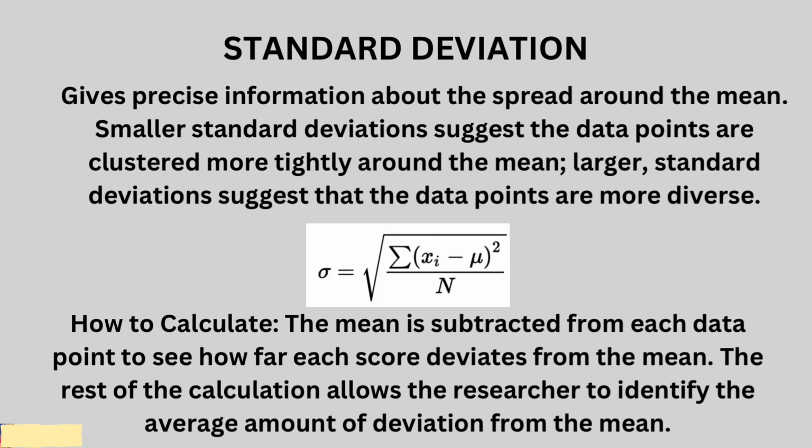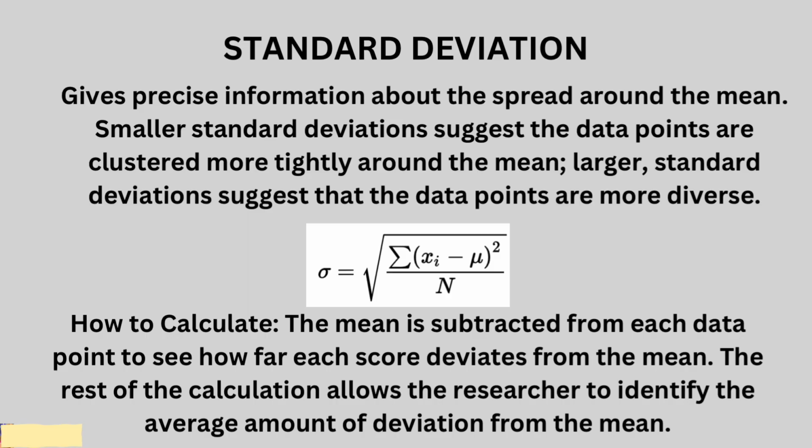The second is standard deviation. What is standard deviation? It means giving precise information about the spread around the mean. Smaller standard deviations suggest the data points are clustered more tightly around the mean, and larger standard deviations suggest that the data points are more diverse.